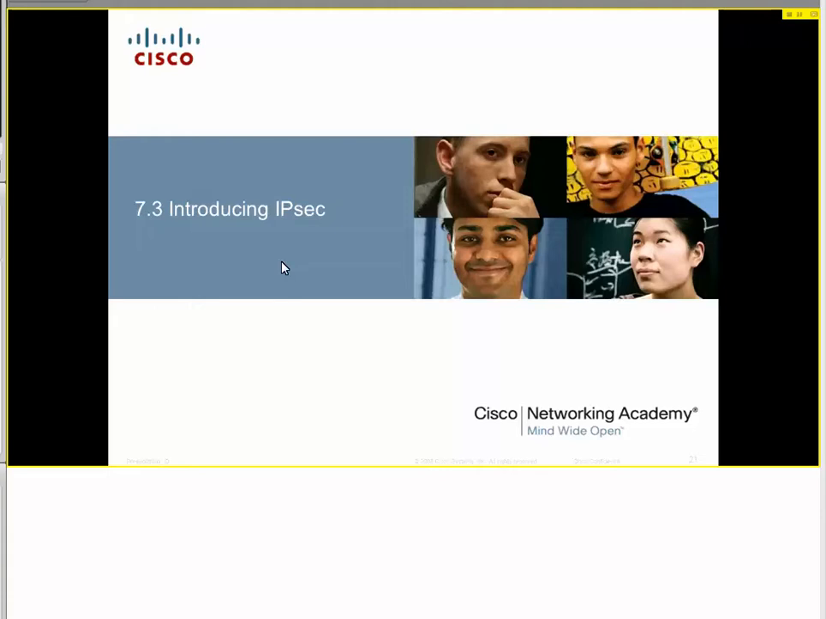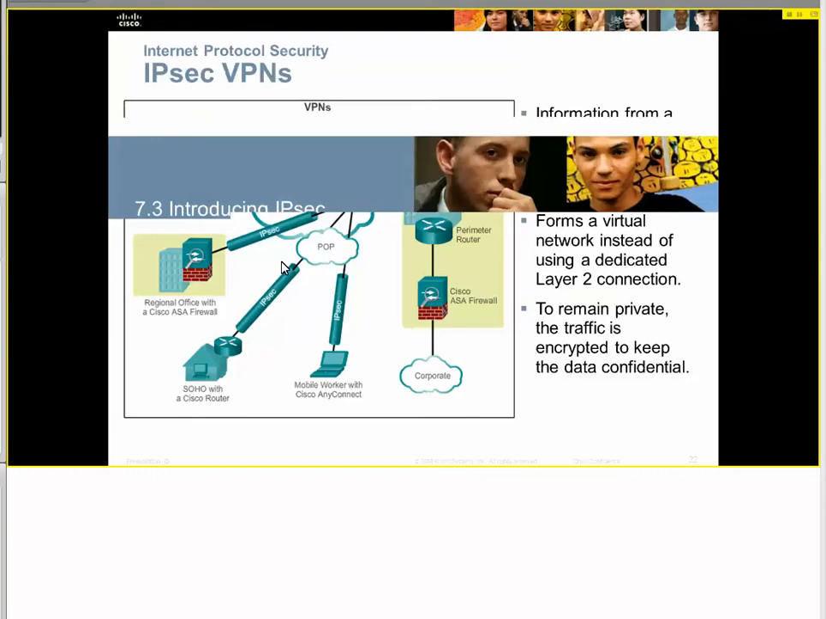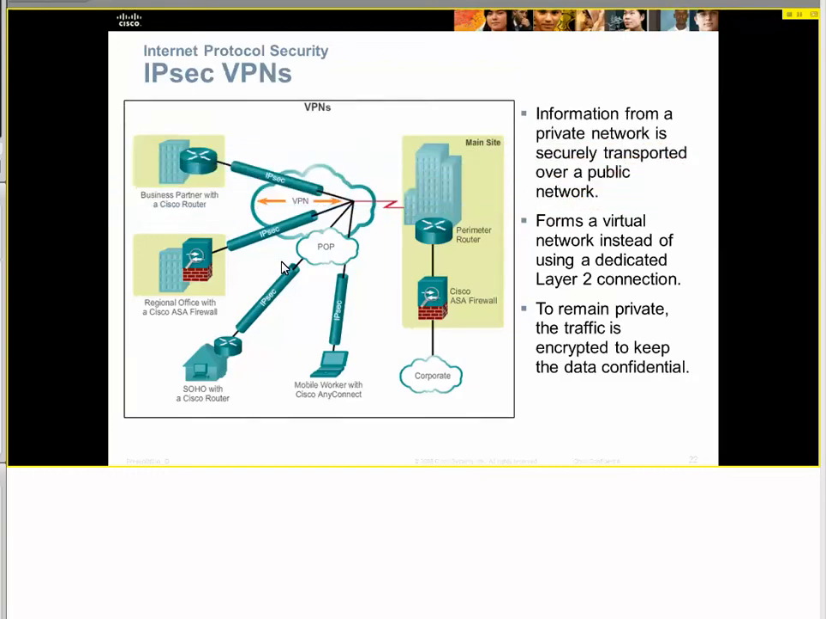So IPsec is simply the mechanisms that we are going to use to create a secure tunnel. GRE is not a secure tunnel. It's a tunnel, but it's not a secure tunnel. We're going to create a secure tunnel. Okay, so the difference visually is not much. You still have Cisco routers or Cisco ASA devices or other equivalent type of devices.